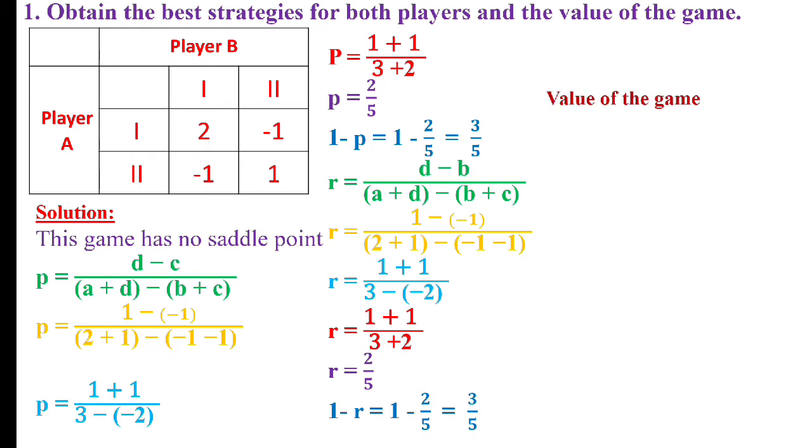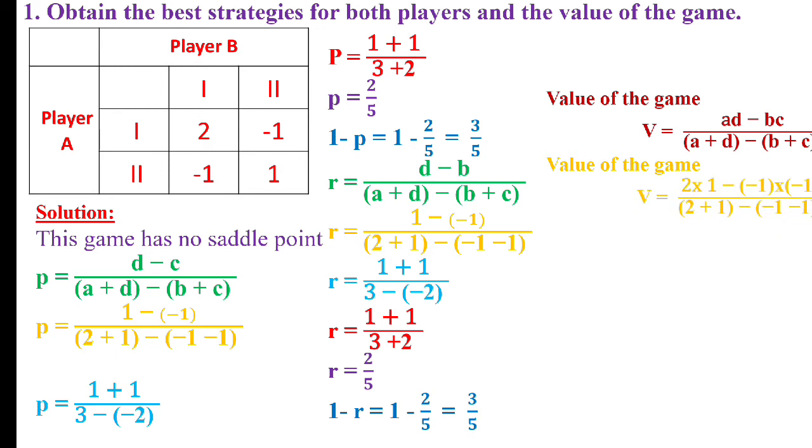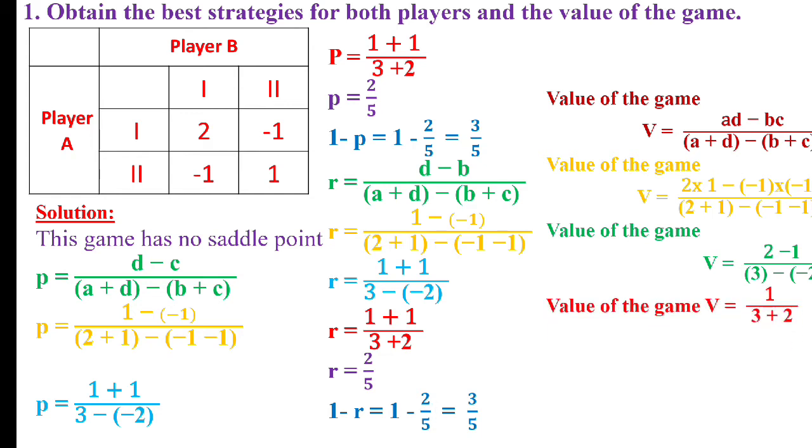Then the value of the game. The formula is (AD minus BC) divided by (A plus D minus B plus C). A value 2 into 1 minus of minus 1 into minus 1, divided by 2 plus 1 minus of minus 1 minus 1. Substitute and simplify: 2 minus 1 divided by 3 minus of minus 2. So we get 1 by 3 plus 2. Then the value of the game equals 1 by 5. In this way we find that the game has no saddle point. This is one example.